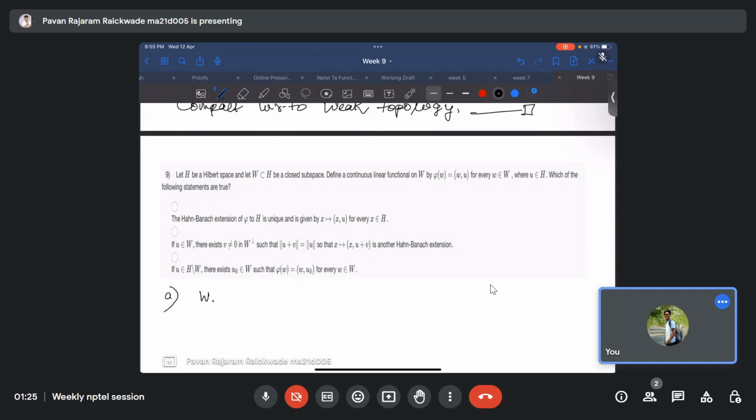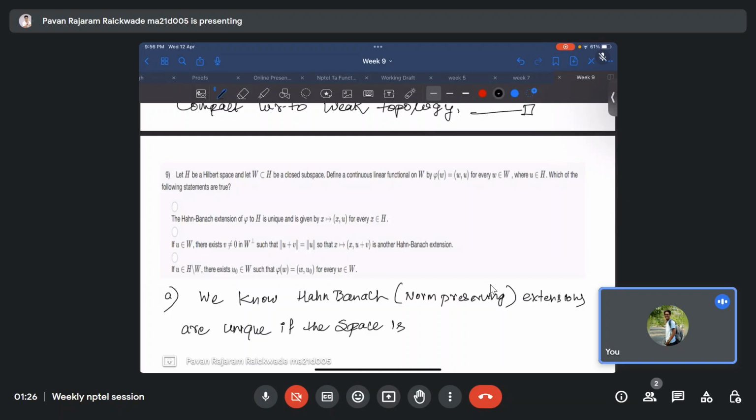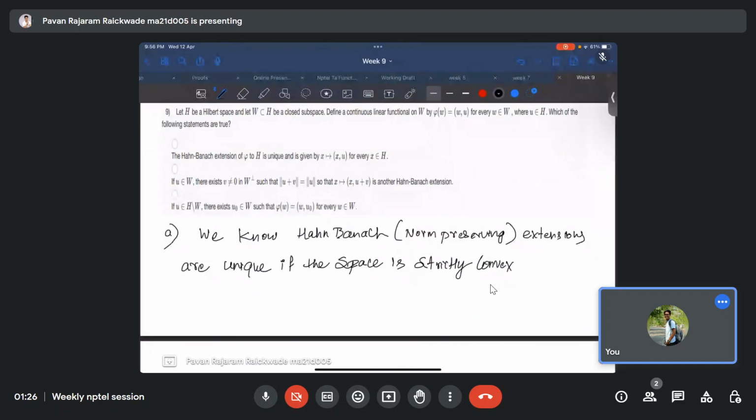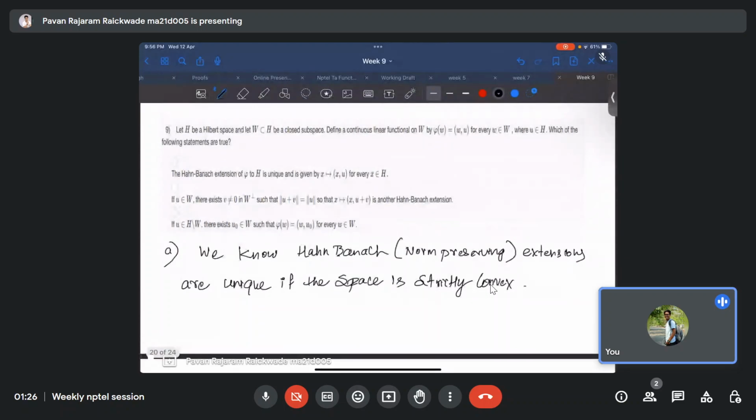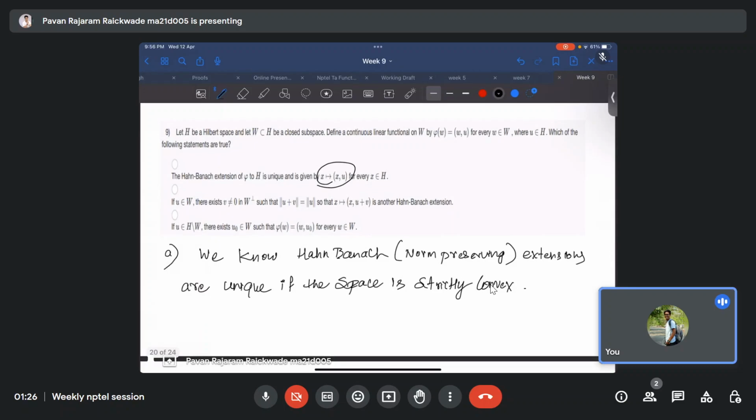we know that Hahn-Banach norm-preserving extensions are unique if the space is reflexive. Oh, sorry, strictly convex. It also follows if it's reflexive, because... yeah. And here the Hilbert space is strictly convex. So the extension is unique, but the extension is not given by this function, the inner product with u, because for example u need not belong to the space W.